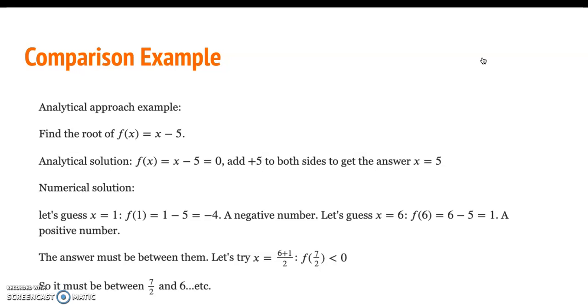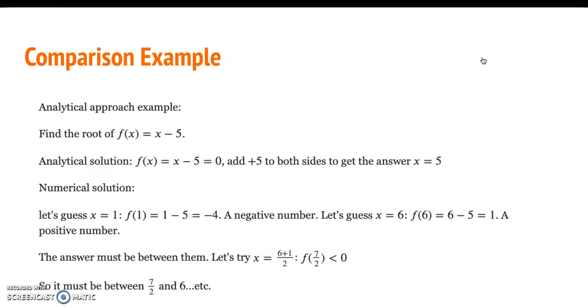One example I have is this comparison between the two. With the analytical approach, if you're trying to find the root, so like a solution, you would obviously add 5 to both sides to get the answer of x equals 5. It's precise, it's exact. On the other hand, with a numerical solution, you might start with, like I said, a trial and error or guess and check method. You would maybe start at x equals 1 and plug that in. You have 1 minus 5, and you would get negative 4. Then maybe you guess 6 on the higher end. So you take 6 minus 5, you get 1, a positive answer.